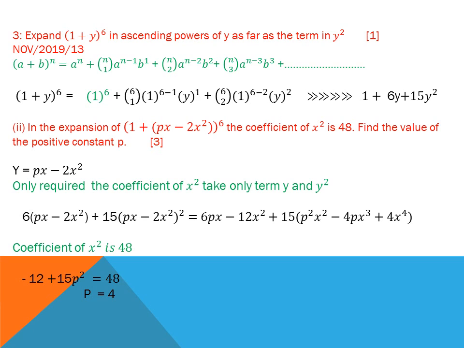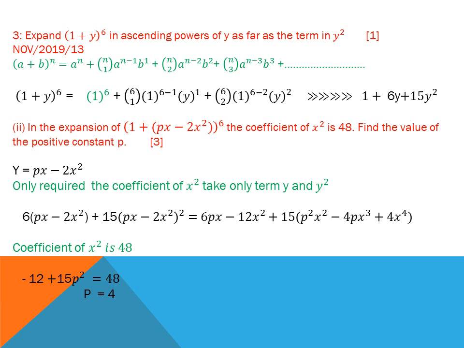Question number 3: expand (1 plus y) power 6 in ascending powers of y as far as the term in y square. It means we only expand the 1st, 2nd and 3rd terms, because in the first term there is no y, in the second term y power 1, and in the third term y power 2. I apply the same formula as in all questions. You should only focus on the formula, how to expand it, and then on the required term. 1 power 6, 6c1, 1 power 6 minus 1, same as the previous question.